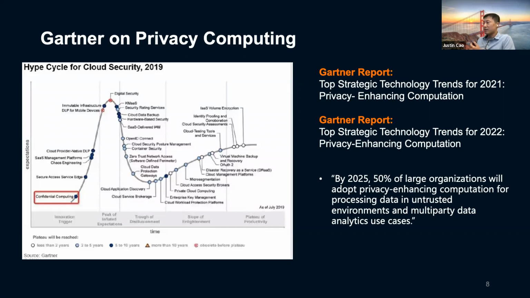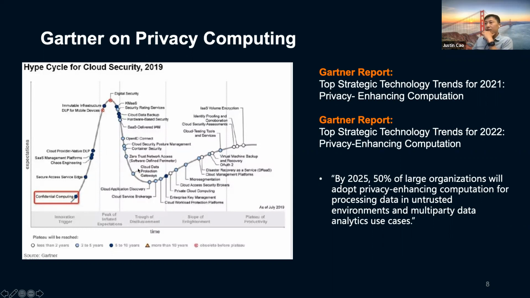Or privacy enhancing computation. Gartner, a pretty famous independent organization, has named privacy enhancing computation a top strategic technology trend for 2021 and 2022, two years in a row. And they were saying that by 2025, 50% of large organizations will be adopting this technology to process data in an untrusted environment. It could be any kind of complicated environment. At the same time, you want to be able to generate data value and protect the data.